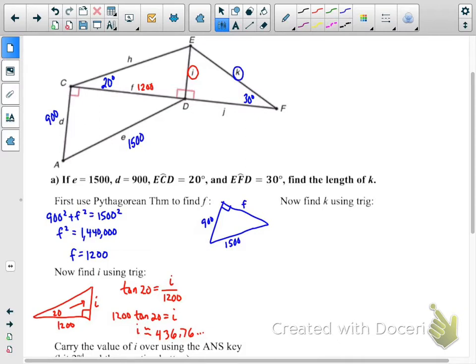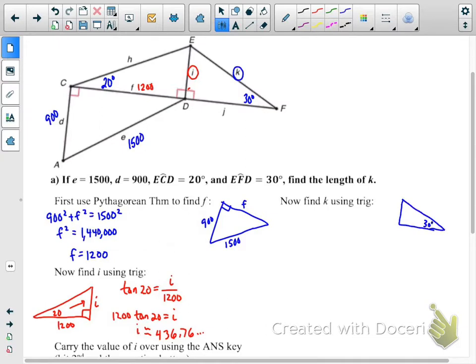Okay. So now, I know what I is. It's just a yucky number. I'm going to keep the fact here that it's circled that I know that one. Now let's find K. So for K, this is the triangle again that we've got going on here.